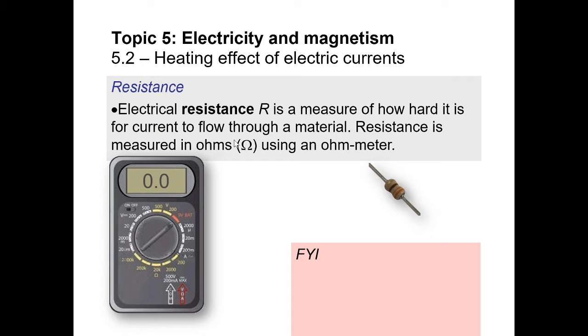Okay, so we measure resistance using something called an ohm meter. In previous videos, you would have seen that current is measured using something called an ammeter, and voltage is measured using a voltmeter.